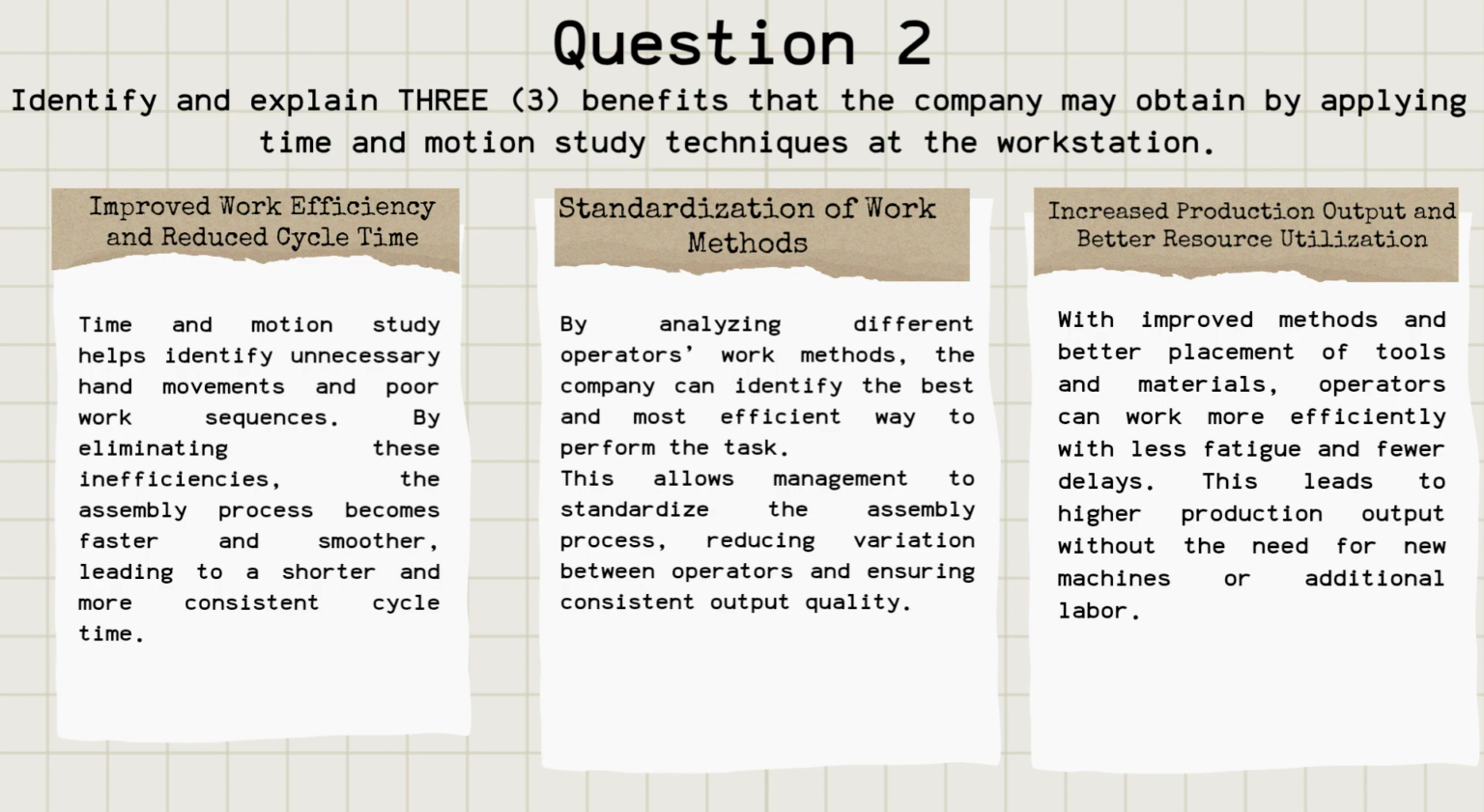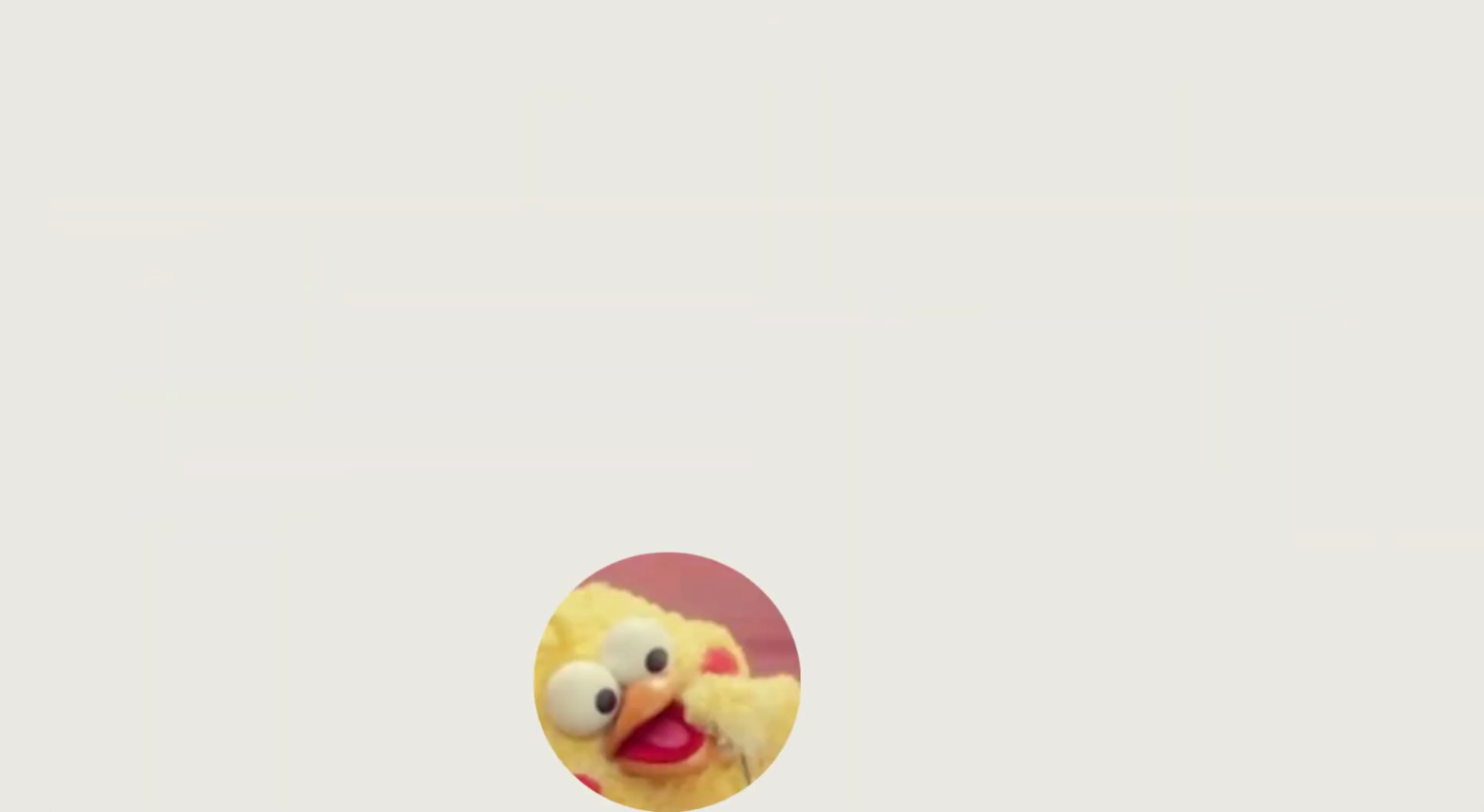Lastly, to increase the production output and better resource utilization. With improved methods and better placement of work and material, operators can work more efficiently with less fatigue and fewer delays. This leads to higher production output without the need for new machine or additional labor.